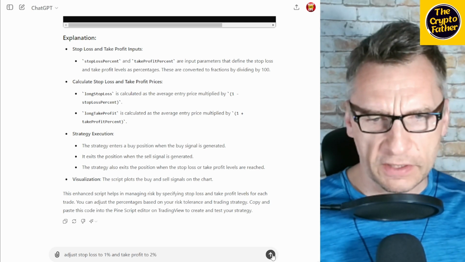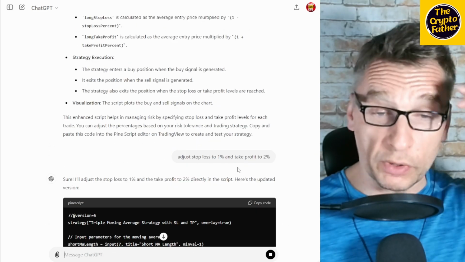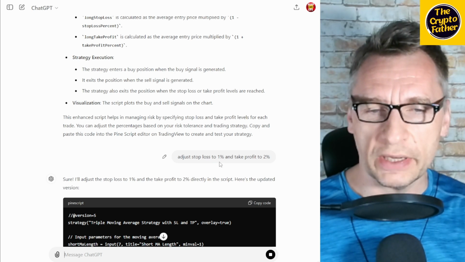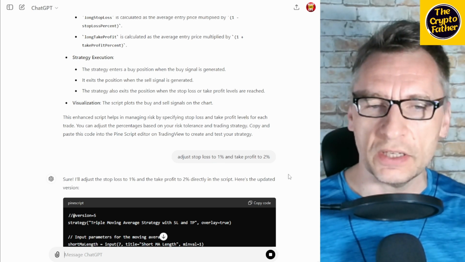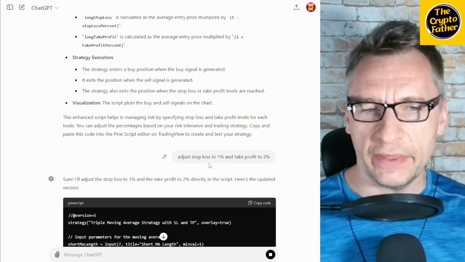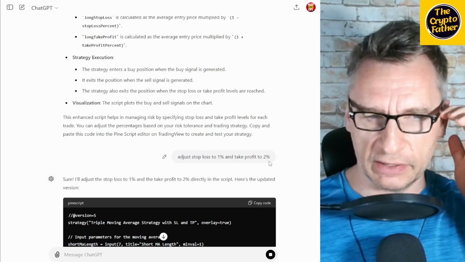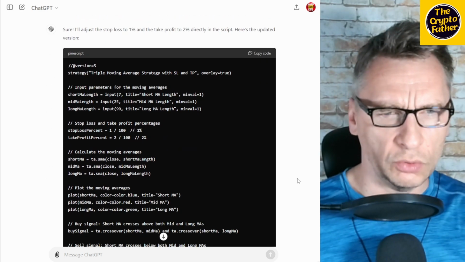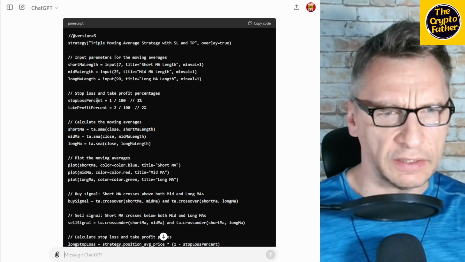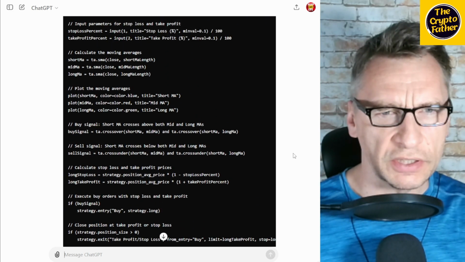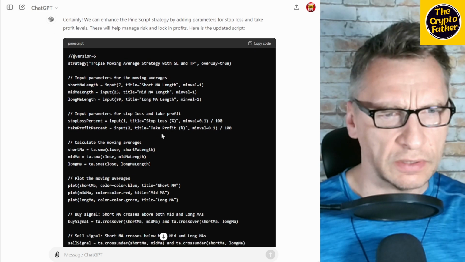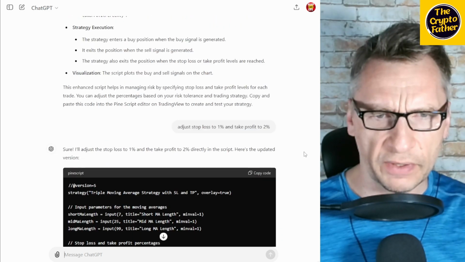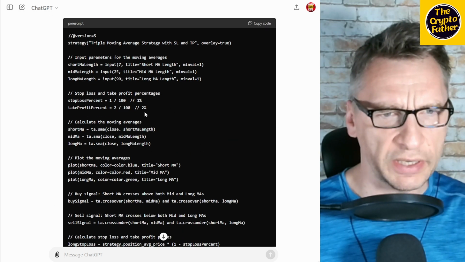So in this case, the stop loss will be set at 1%. The stop loss means that if my trade drops 1%, then the trade will close, and the take profit means that if I make a 2% profit on the trade, then the trade will automatically close. And so that's been added right here. This wasn't added in the previous script. It was set to 0.01, so it didn't have any specific parameters. Now we have 1% and 2% set.